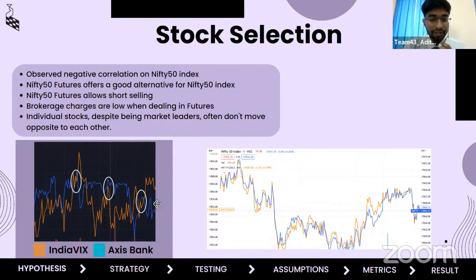Moreover, we particularly use Nifty futures and not the Nifty index because the index doesn't allow short selling in the Indian market, and that would cut down half of our trades. Also, as seen on the right, the future and index price is almost similar, so it is a good alternative to the Nifty index.